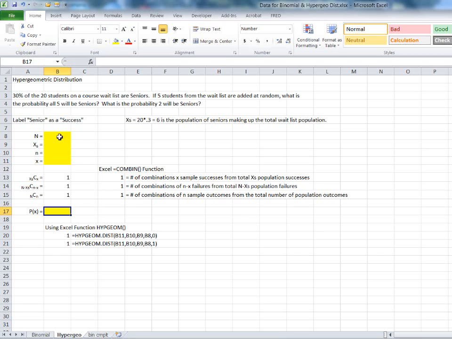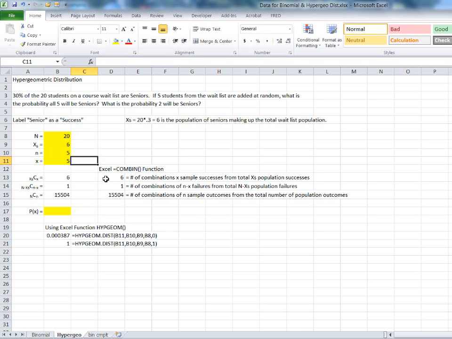So what we need is the total number. We need the number of seniors among that total. Those are really the population. And then we need the sample information. So we're going to pick 5 students, and I want to know the likelihood of getting 5 seniors. All 5 of those students that are picked are seniors.